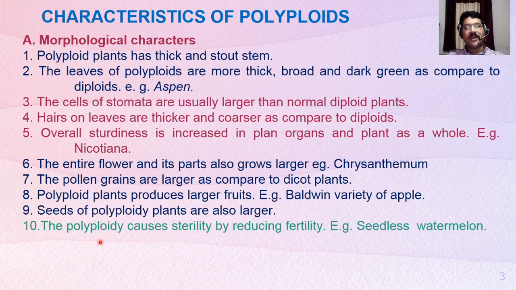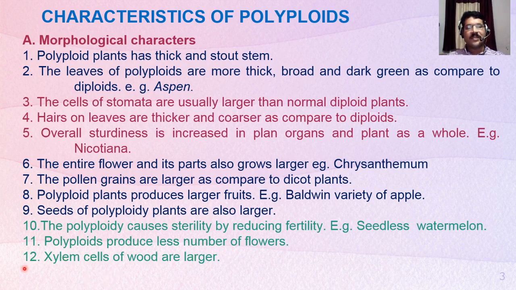Polyploidy can cause sterility by reducing fertility. For example, seedless watermelon. Some polyploid plants cause sterility by reducing fertility. For example, a triploid plant will produce sterile seeds, or fruits without seeds, as in the seedless watermelon. Polyploids produce fewer flowers. Though the flowers are bigger in size, they are fewer in number as compared to diploid plants.